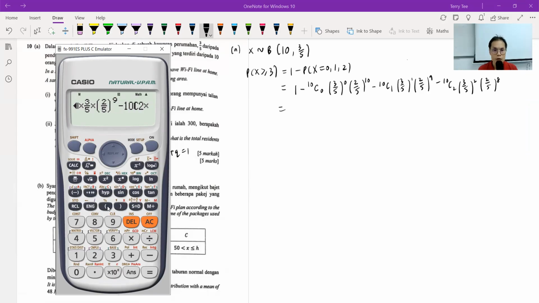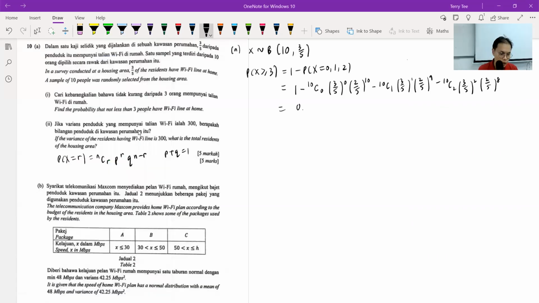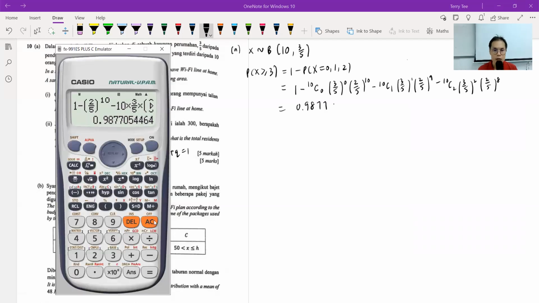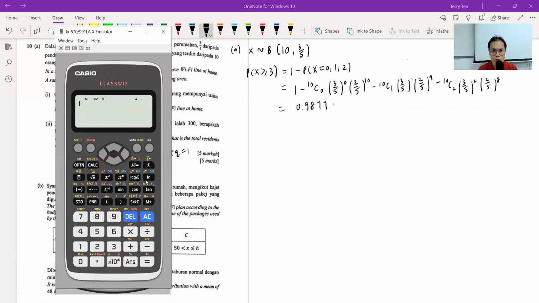Then you have 3/5 power 2 and 2/5 power 8. And that will give us 0.9877. Now, another way to do this, because we know it is between 3 to 10, whether you use this calculator, we have the same function. And let me show you this one.